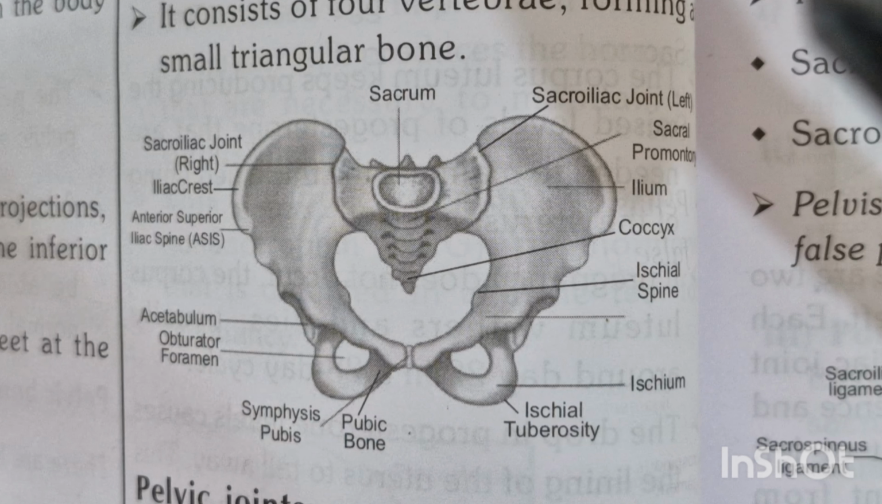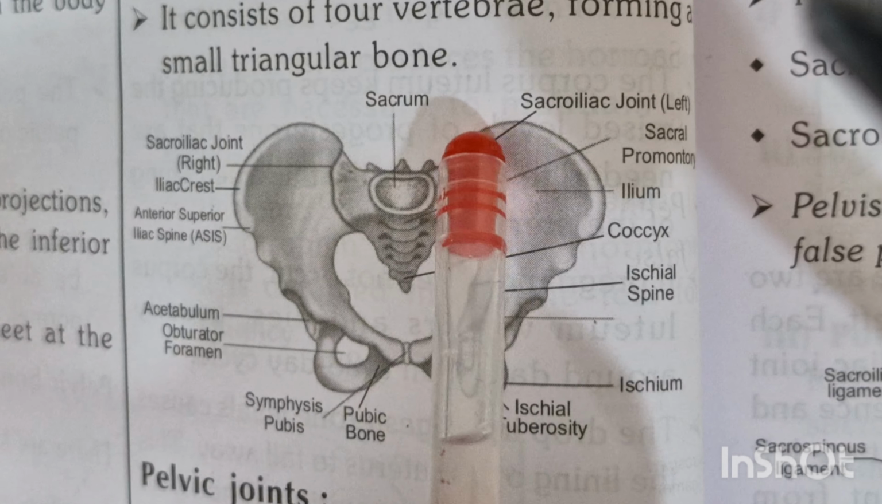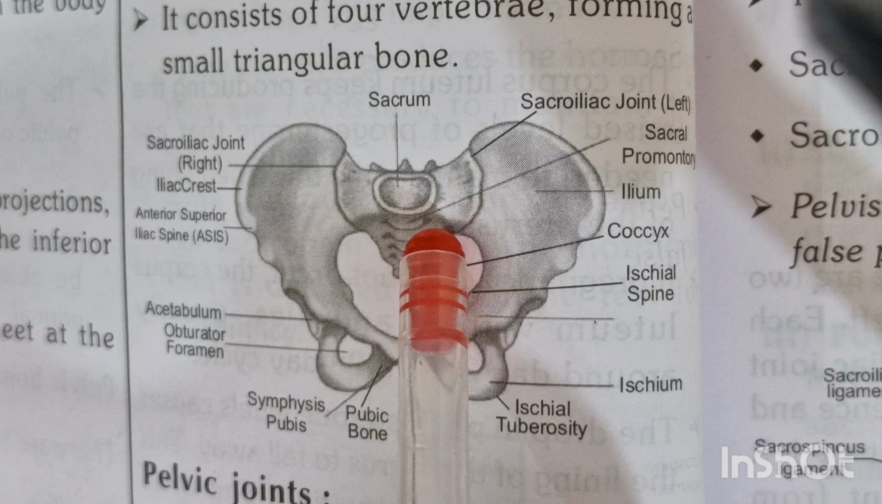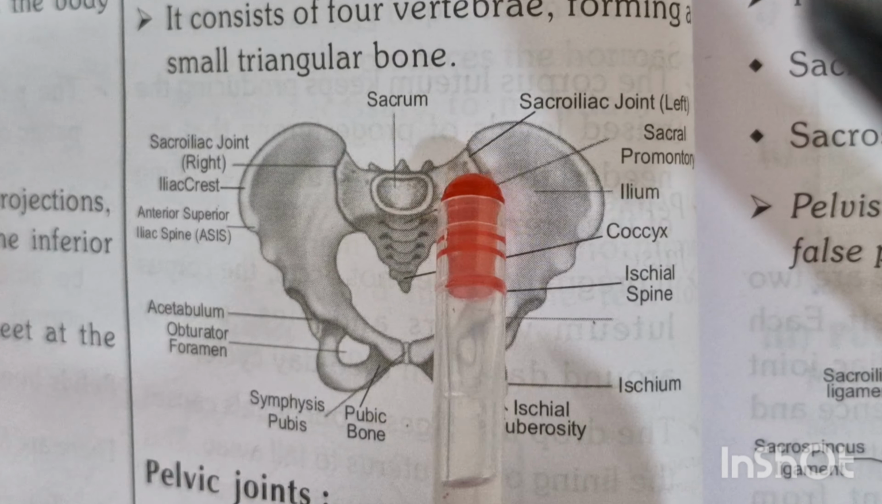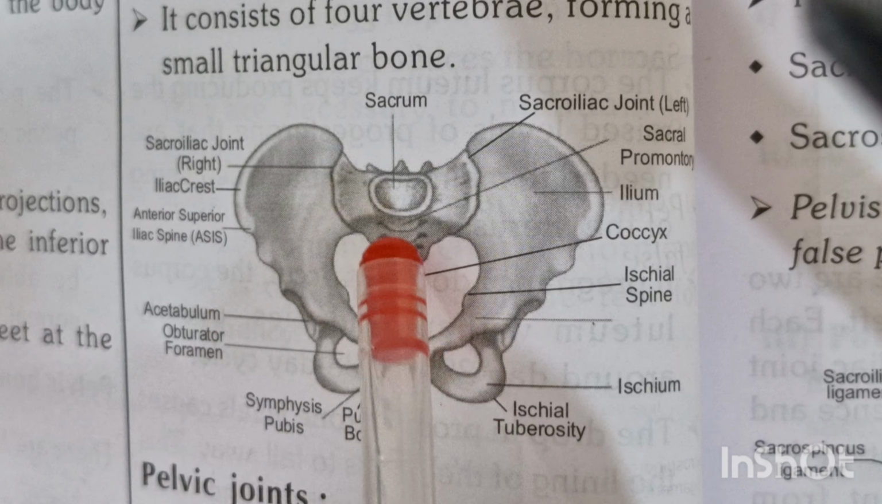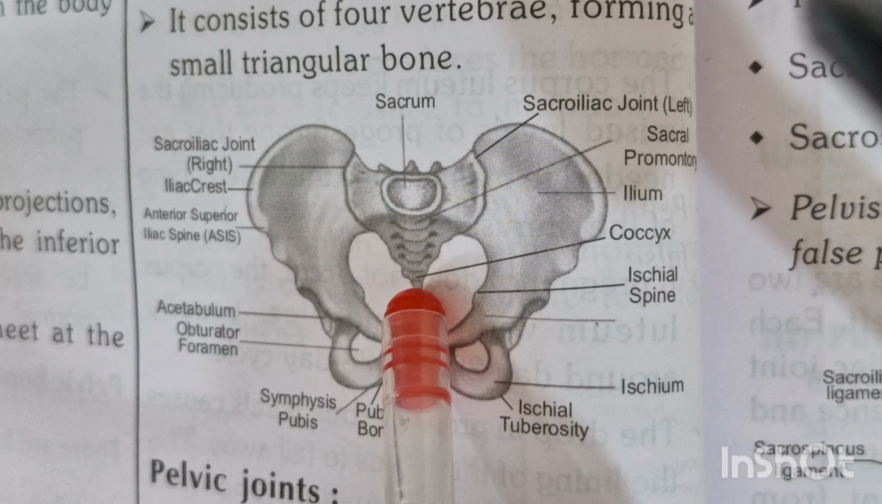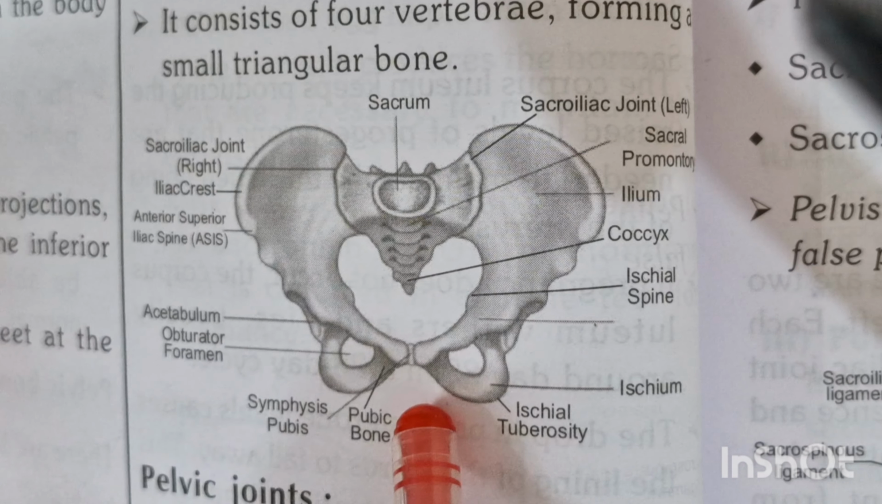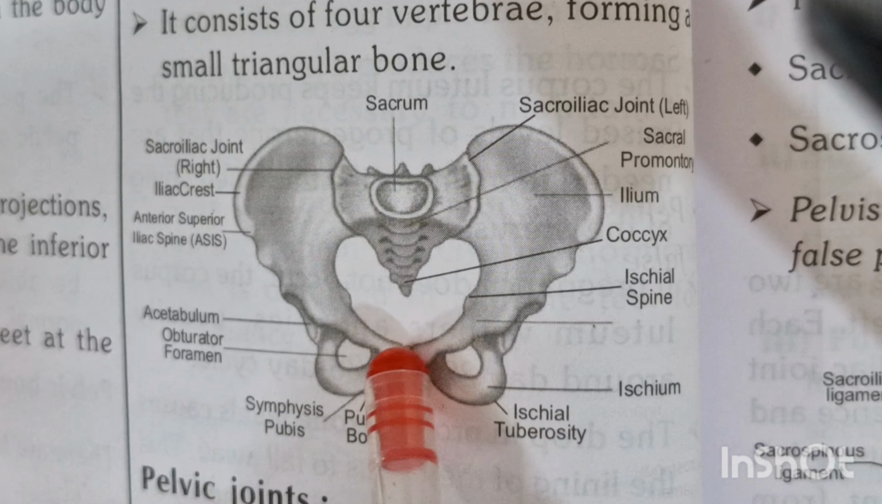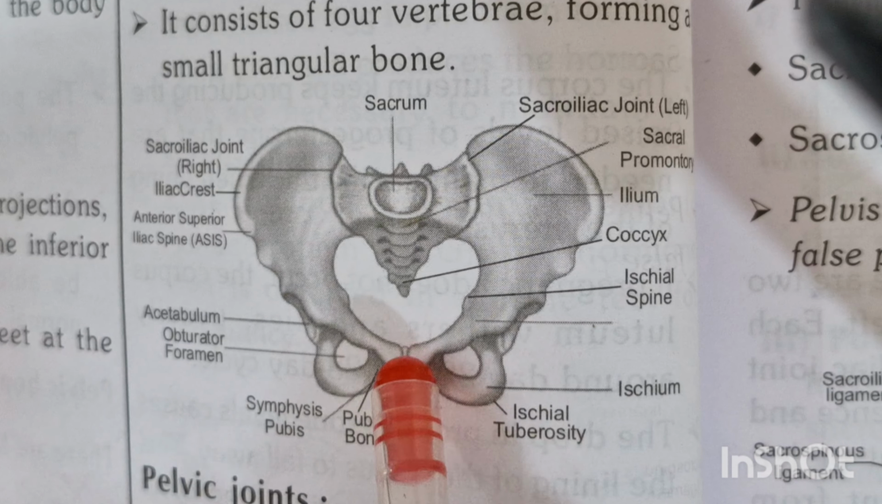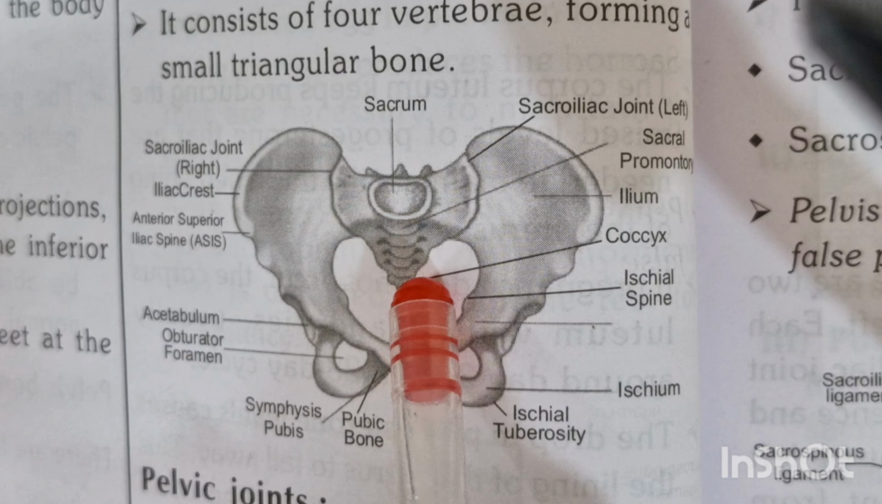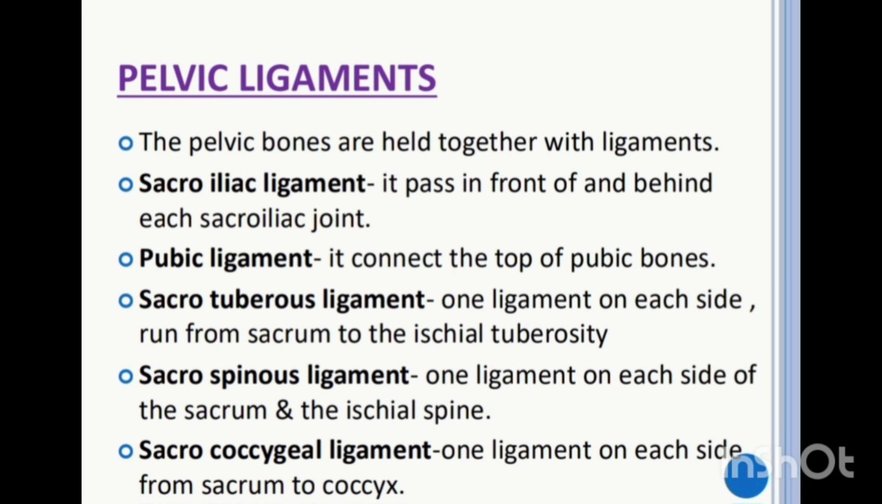There are 4 pelvic joints. So 2 sacroiliac joints, one right and one left. These are the 2 sacroiliac joints, and one is the coccygeal joint, and this one is the pubic symphysis, the pubic joint. So there are 4 joints in the pelvis. Now we will see about the pelvic ligaments.